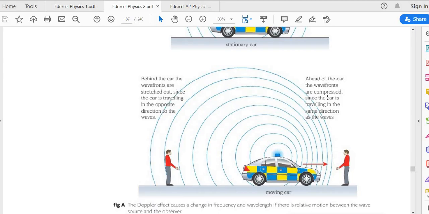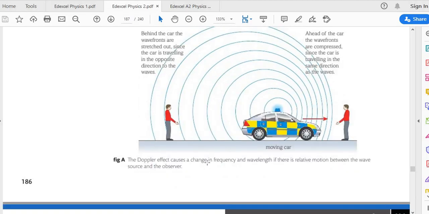Ahead of the car, the wavefronts are compressed since the car is traveling in the same direction as the waves. Behind the car, the waves are stretched out since the car is traveling in the opposite direction to the waves. The Doppler effect causes a change in frequency and wavelength if there is relative motion between the wave source and the observer. So what we mean by relative is one has to move relative to the other.